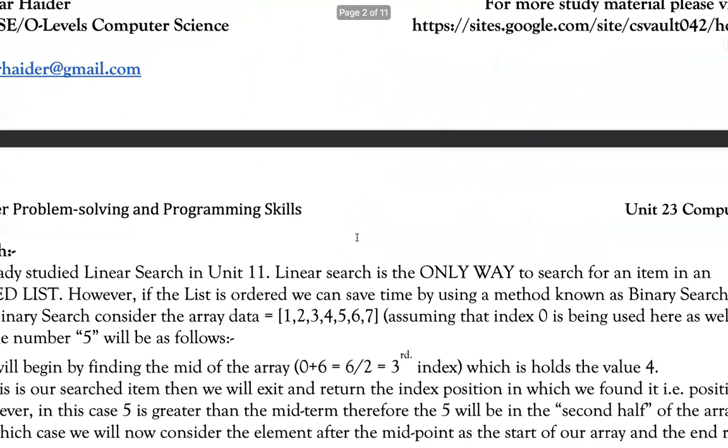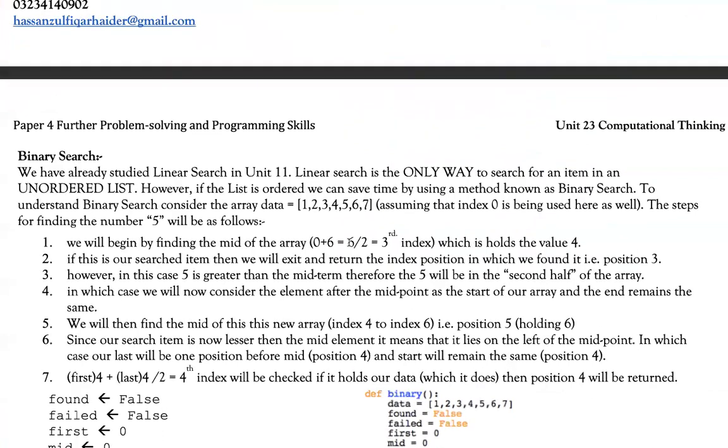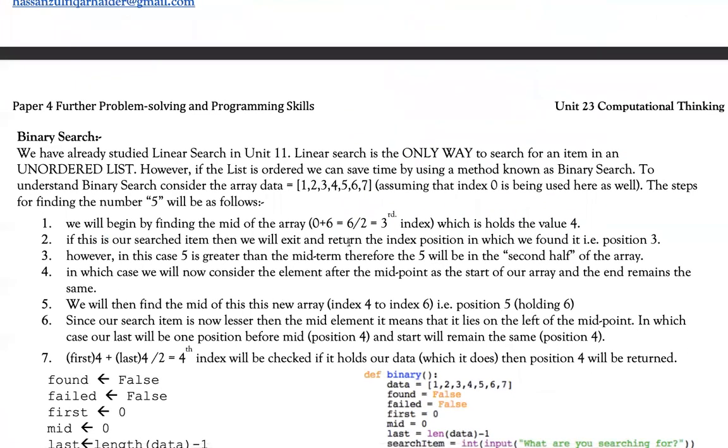So again, just remember that we are working within a sorted array. If the array is unsorted, linear search is the only way. So you have two options here: either you go for linear search, or you can use bubble sort or insertion sort, first sort the array, then go towards binary search. But binary search only works for a sorted array.